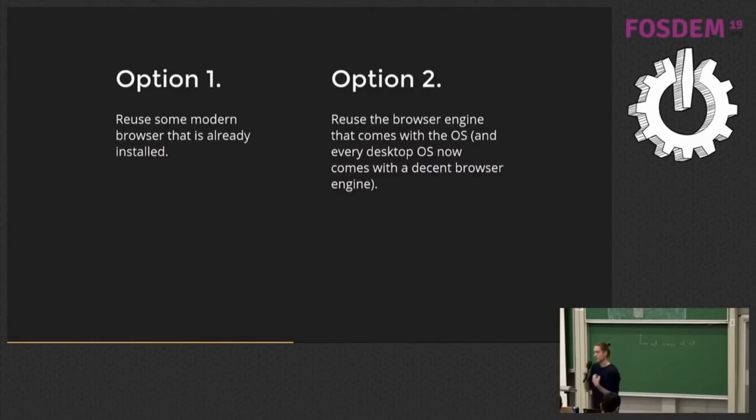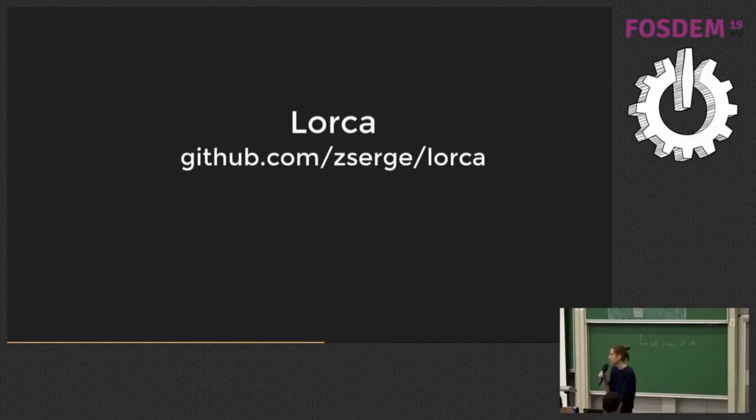So I started to think, what can I do to keep the benefits of Electron and not end up with bloated software? Option one is to just use the browser that the user has already installed, because probably it's a good browser, because of the user's choice. And option two is to use some browser runtime that already comes with the operating system. If you have a look now, all the modern desktop operating systems are shipped with some kind of a browser runtime, and often a good one, even on Windows.